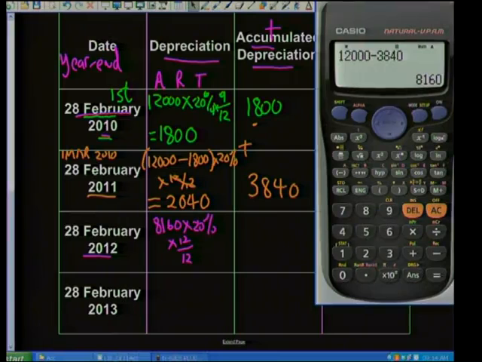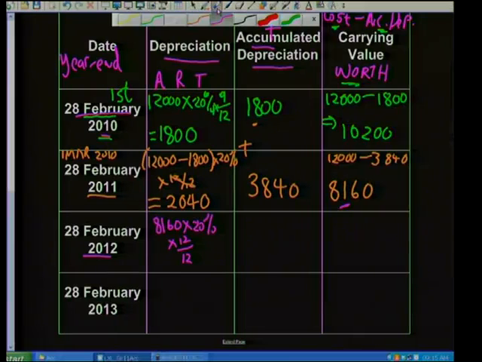So 8,160 times this by 20%. And it's obviously 12 over 12 cancels off to give me 1,632. So my depreciation is 1,632 for the third financial year.